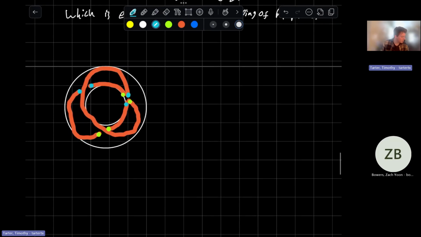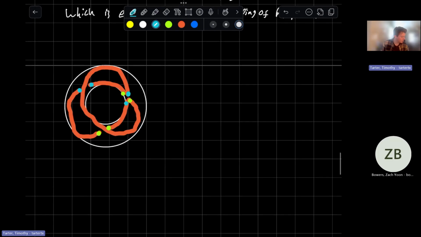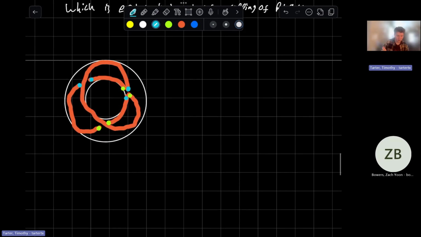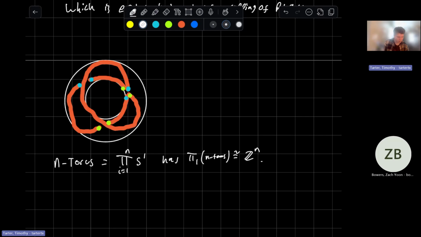More generally, the n-dimensional torus, which is the product of n circles, has fundamental group isomorphic to the product of n copies of Z. I don't actually know what the abbreviation for the torus is, so I'm just going to say that the n-torus, which is equal to the product of n circles, has pi 1 of the n-torus isomorphic to Z to the n.